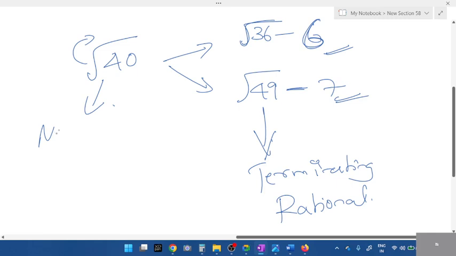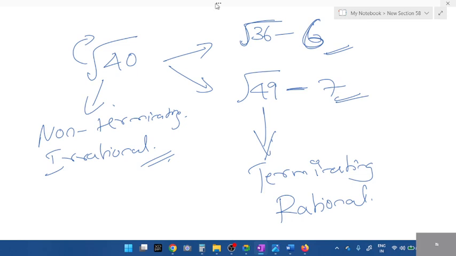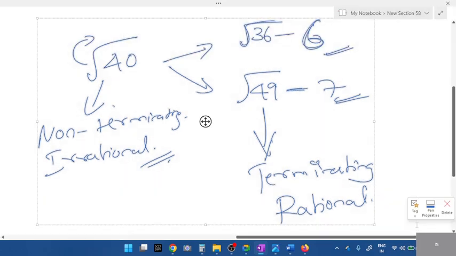This is non-terminating. Non-terminating, therefore irrational numbers. Irrational. Is the concept clear, students? All of you understood what is rational and irrational? Along with this, there are two special types of numbers. Apart from this, everything is rational. Remember, everything is a rational number.